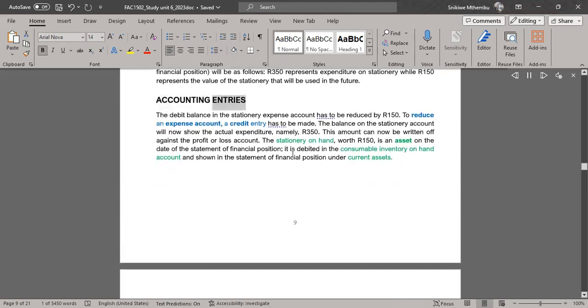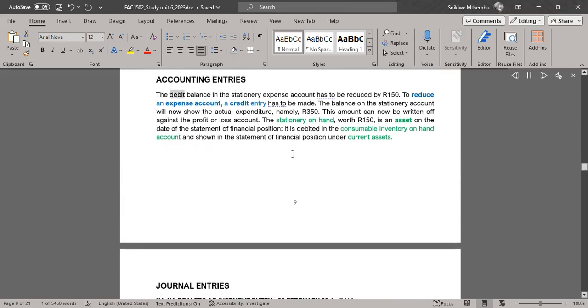Accounting entries. The debit balance in the stationery expense account has to be reduced by R150. To reduce an expense account, a credit entry has to be made. The balance on the stationery account will now show the actual expenditure, namely, R350. This amount can now be written off against the profit or loss account.